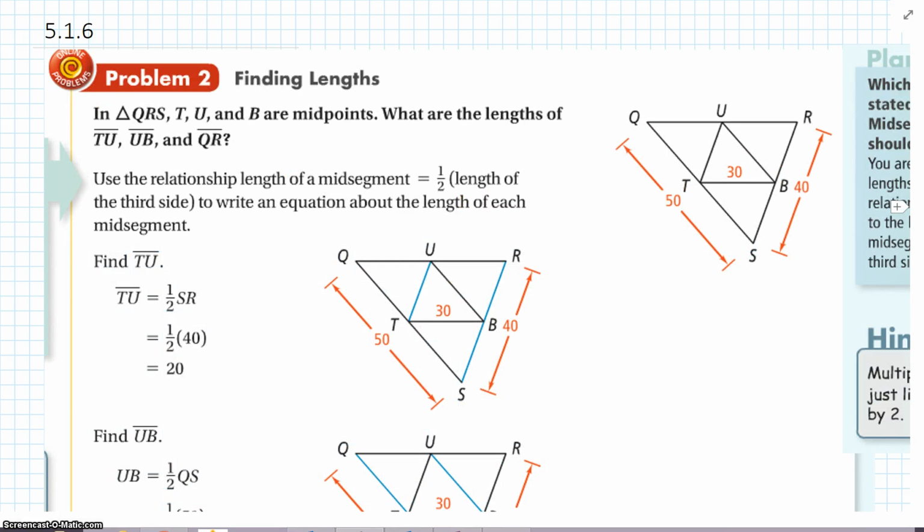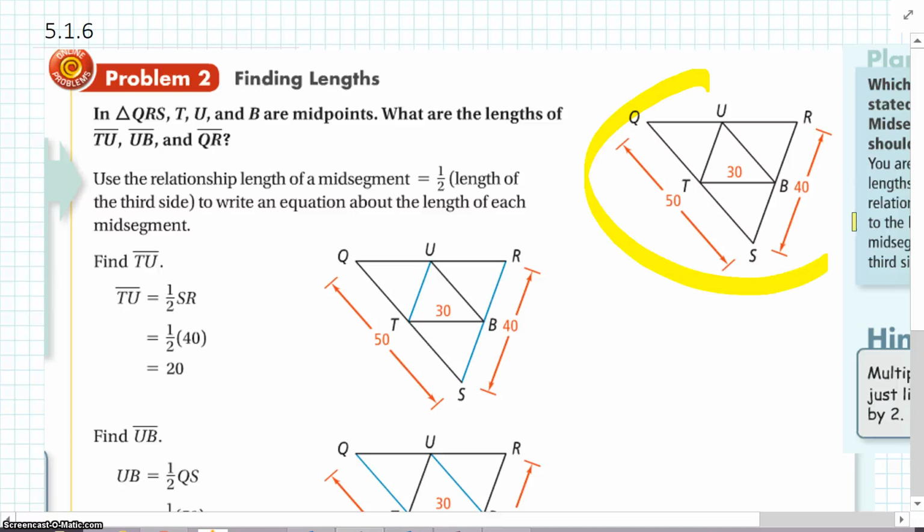Problem 2. In triangle QRS, T, U, and B are the midpoints. I'm looking at this example right here. Use the relationship of the length of the mid-segment to write an equation about the length of the mid-segment. It says find TU. Well, let's look. TU, I'm going to highlight that in green, is 1/2 of this one.